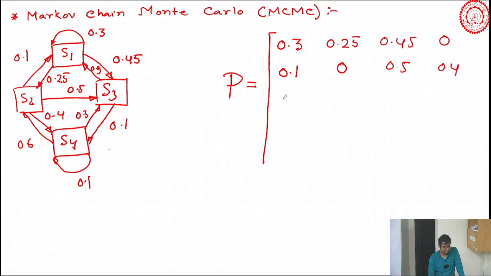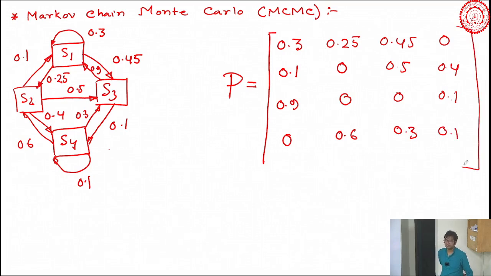Then your S3. So S3 to S1 is 0.9, S3 to S2 is 0, S3 to S3 is 0, S3 to S4 is 0.1. Then lastly, S4 to S1 is 0, S4 to S2 is 0.6, this is 0.3 and 0.1. So for the same transition diagram, this is your transition matrix, right?